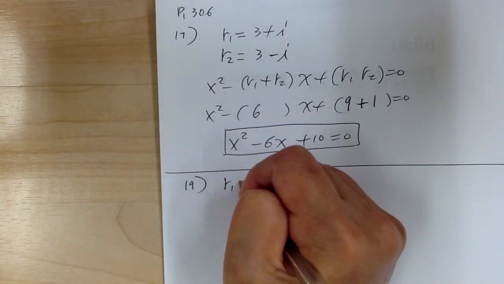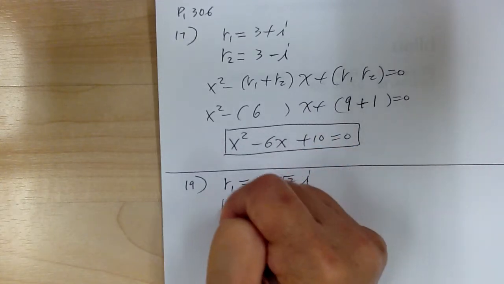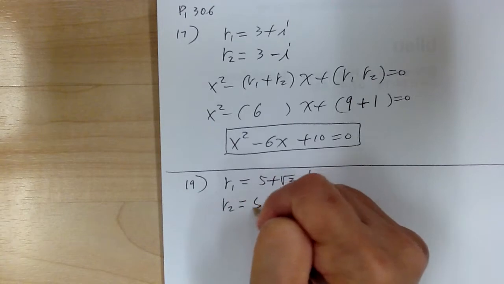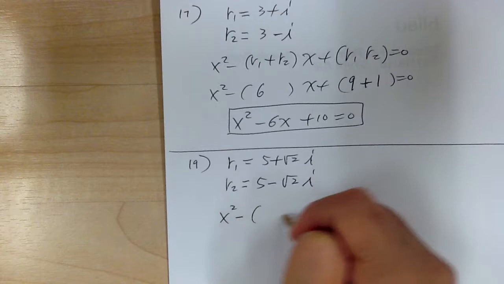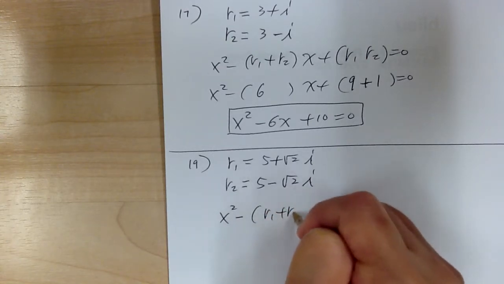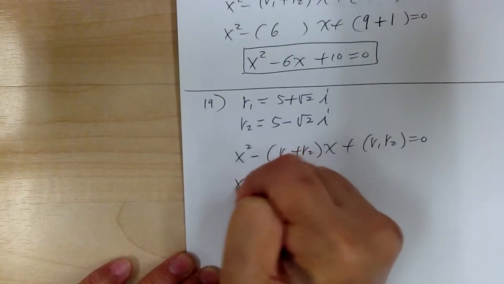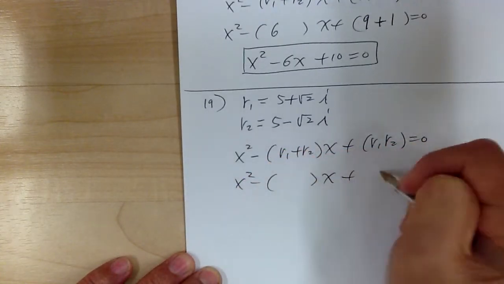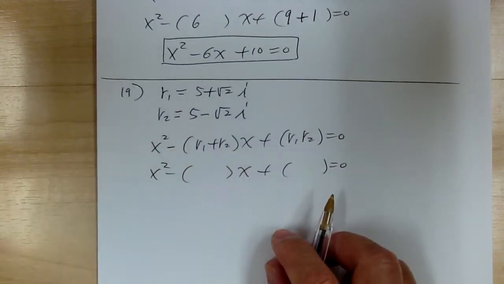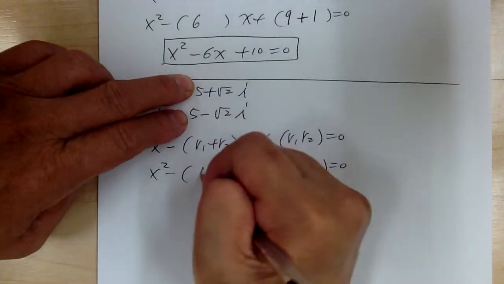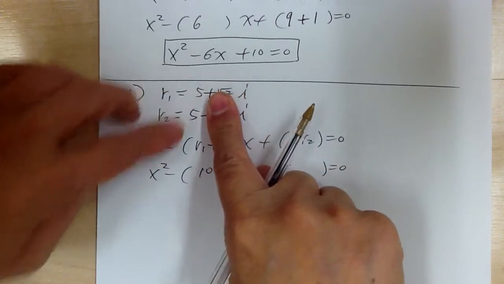You have R1 equal to 5 plus square root of 2i, always put an i on the end. R2 equal to 5 minus square root of 2i. So you're going to get x squared minus R1 plus R2 x plus R1 R2 equal to 0. So get your template ready. Okay, so when you add, you've got 5 plus 5 is 10. Now you have plus minus, this part will cancel out, right? So all you have is 10.